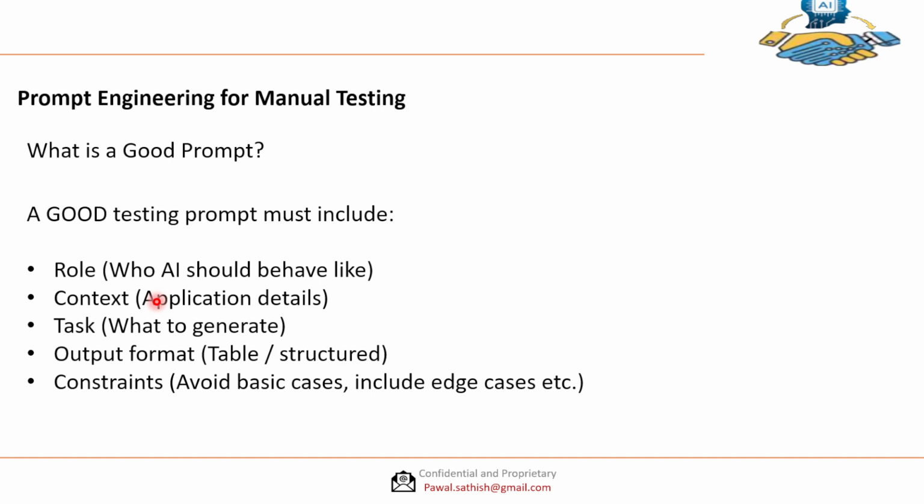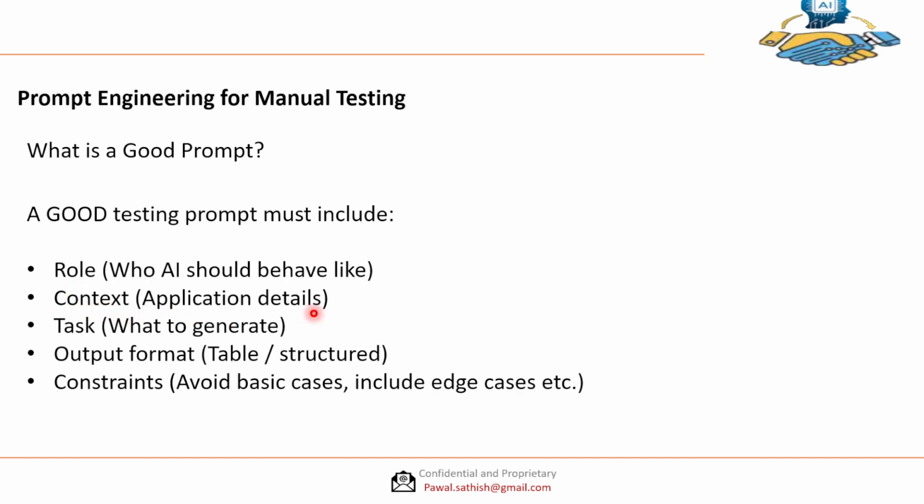Now before we write the prompt, we'll see the correct prompt, and it is helpful in manual testing. First, we'll see what is a good prompt. As manual testers, we need to think. A good testing prompt must include a role, who the AI should behave like. First we need to tell the role, then context.